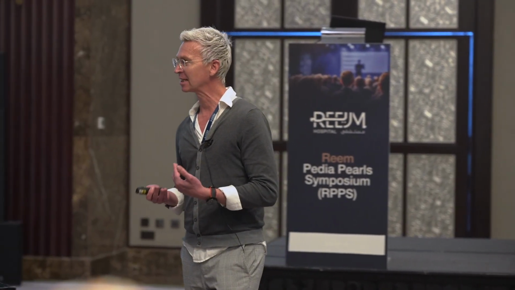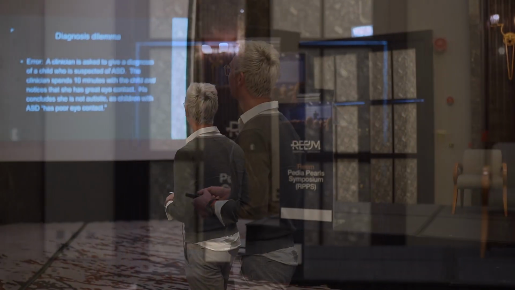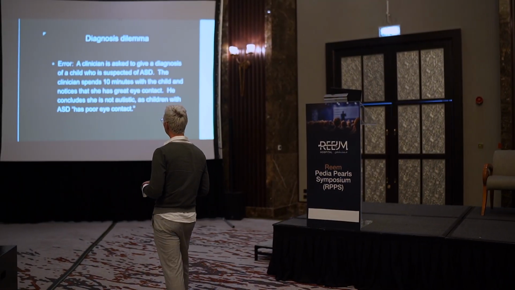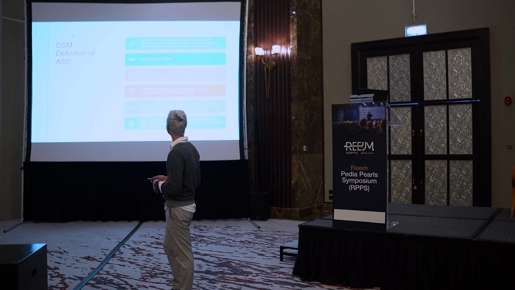For example, a clinician sees a young child for 10 minutes in his office, looks at the child and sees, oh, this child has great eye contact. No autism, because all autism kids have bad eye contact. Of course, this is wrong. Poor eye contact is one of the symptoms that we can see in the autistic child.